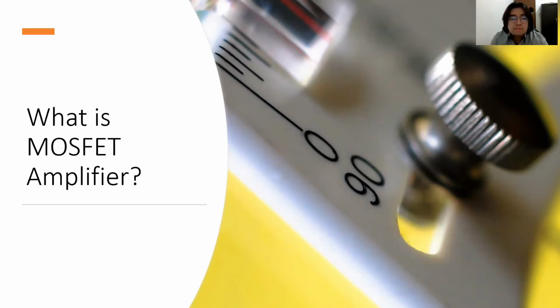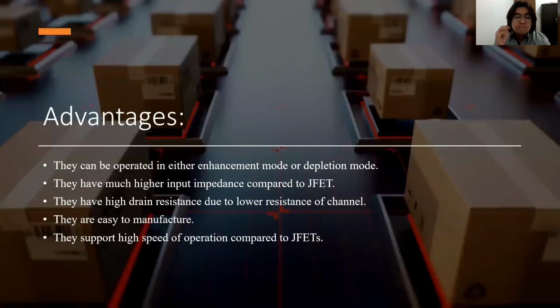Now, this MOSFET amplifier, of course, has its pros and cons, or we can also call this an advantage or disadvantage of this amplifier or this transistor rather. Now, MOSFET amplifiers' advantages is that they can be operated in either enhancement mode or depletion mode.